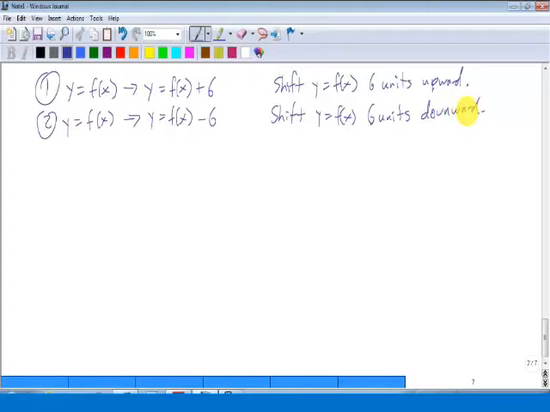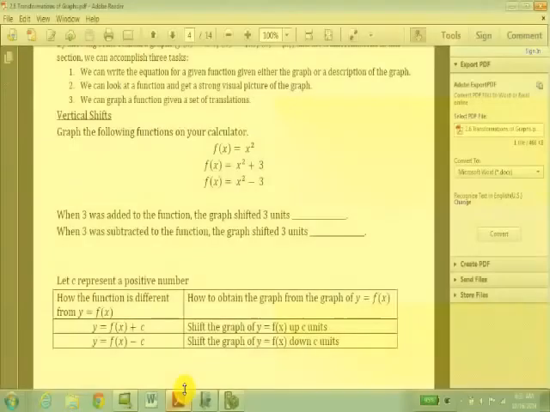Okay, so those are the first 2, arguably the easiest 2 of the 10 transformations that we look at, the vertical translations. I'll come back to this page 7 and continue to update it, probably filling out the page with the 10 transformations that we'll be looking at.